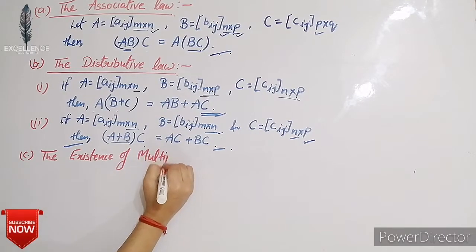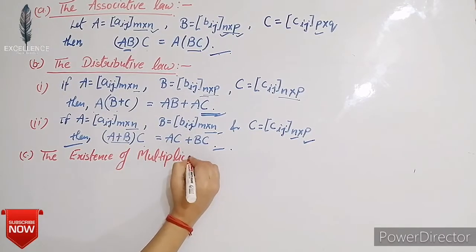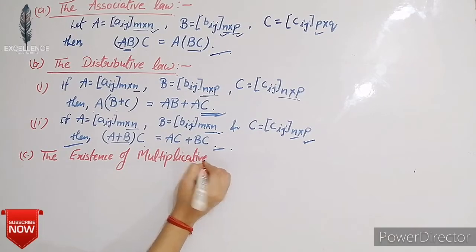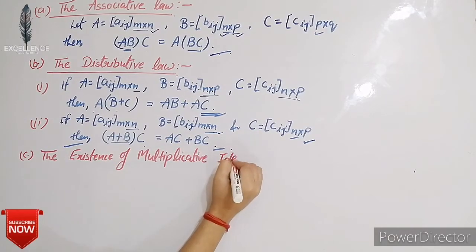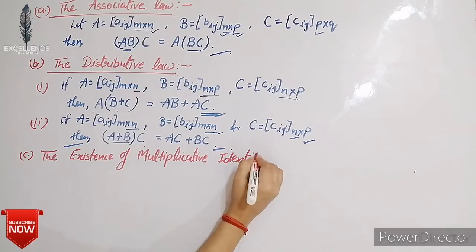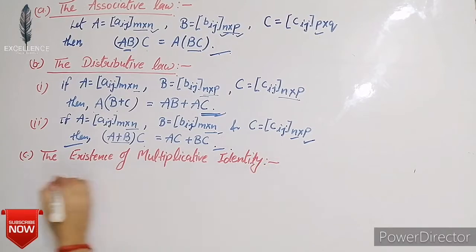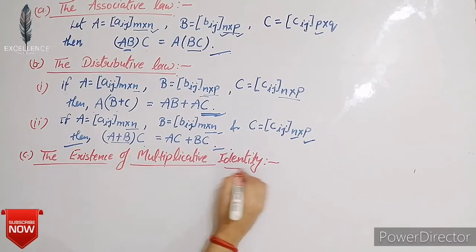Okay. Let's see the last property of the multiplication, the existence of multiplicative identity. It is the last property of the multiplication of matrices.